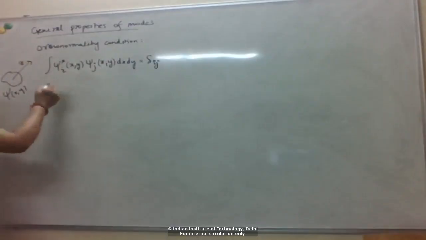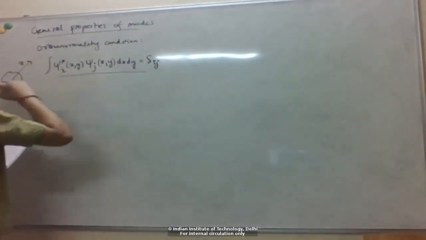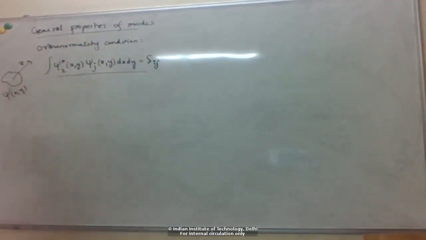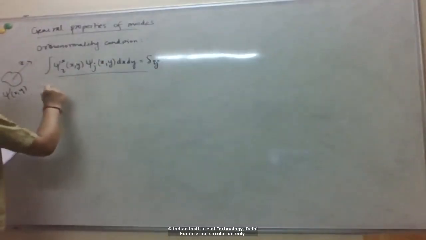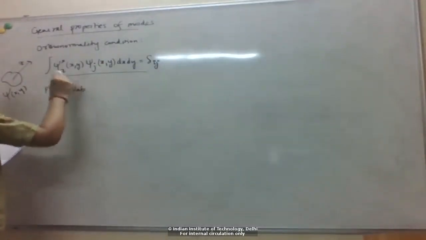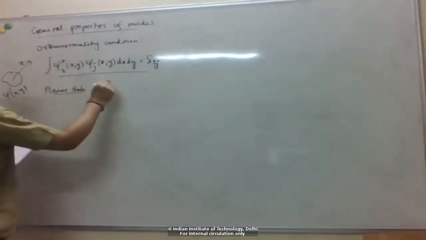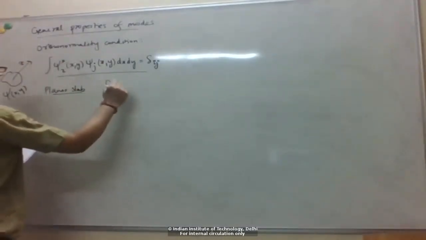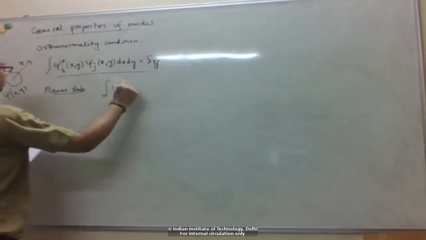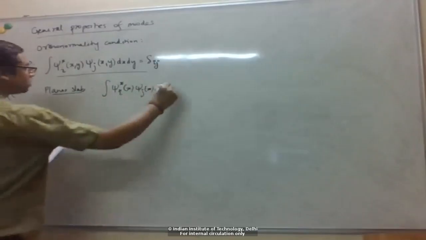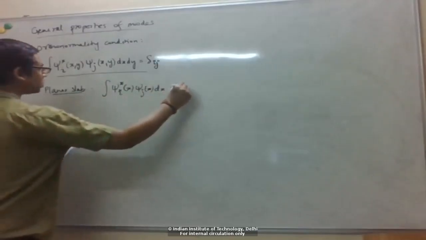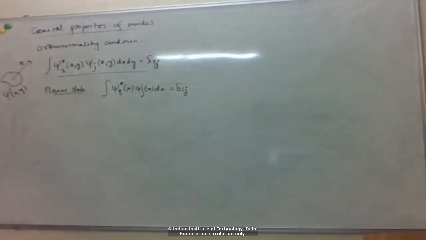So this basically comes directly from the wave equation that we solved to get the modes, right? As we know, for planar slabs, there is no y dependence, right? So for that, we just have the integral in one dimension. So let's see explicitly where this comes from.